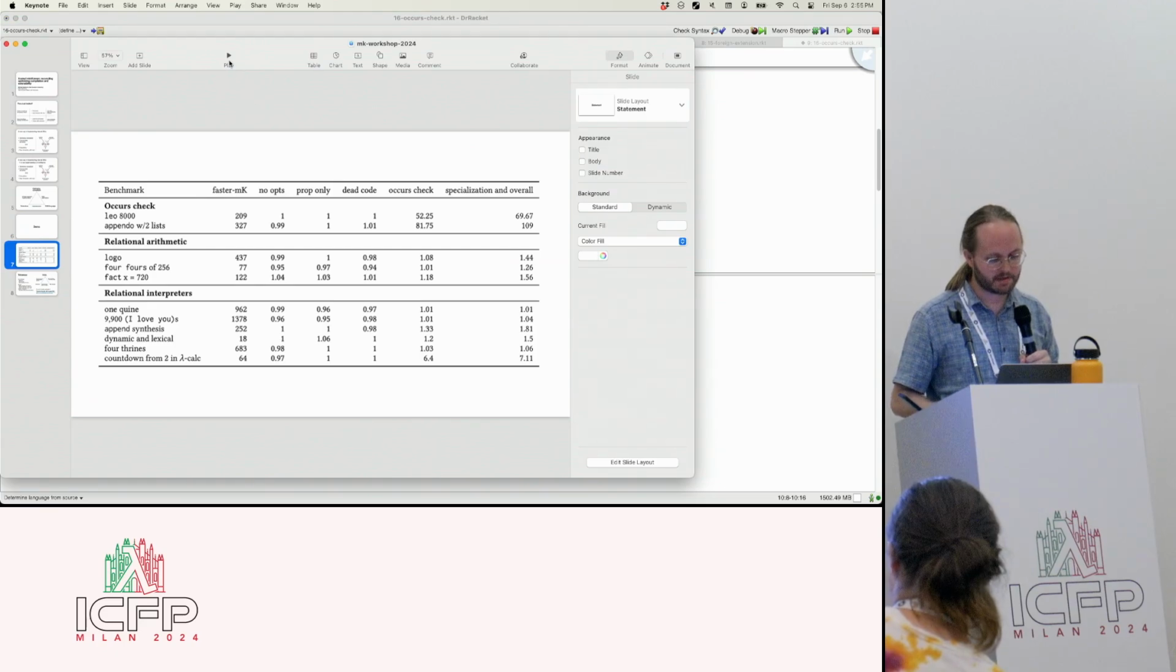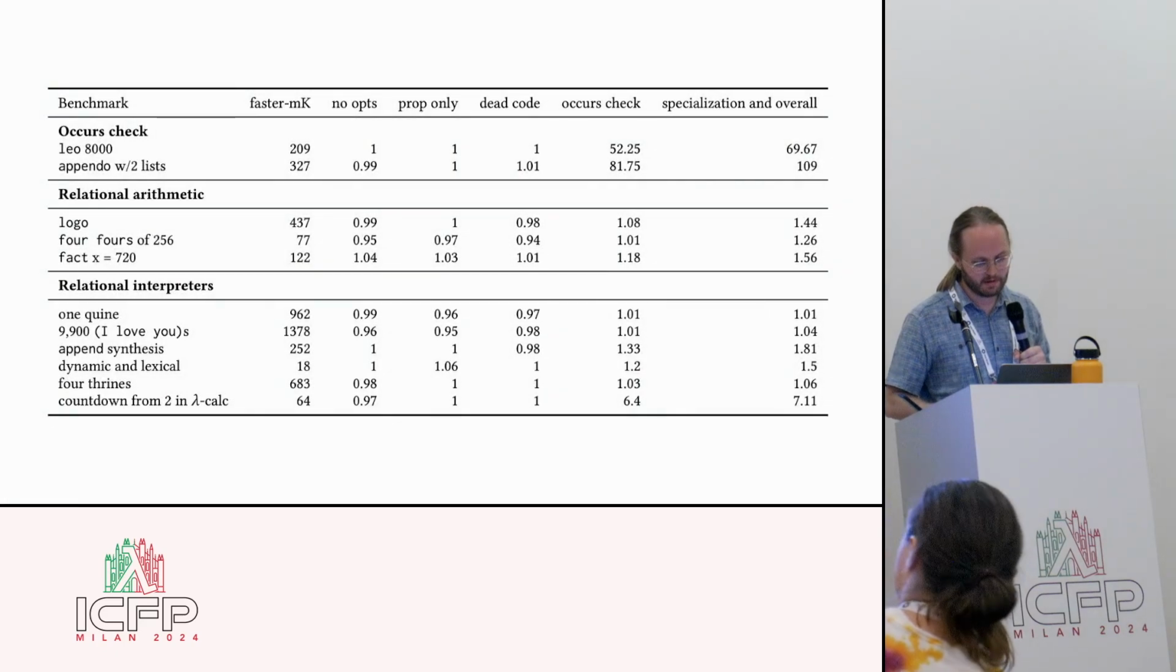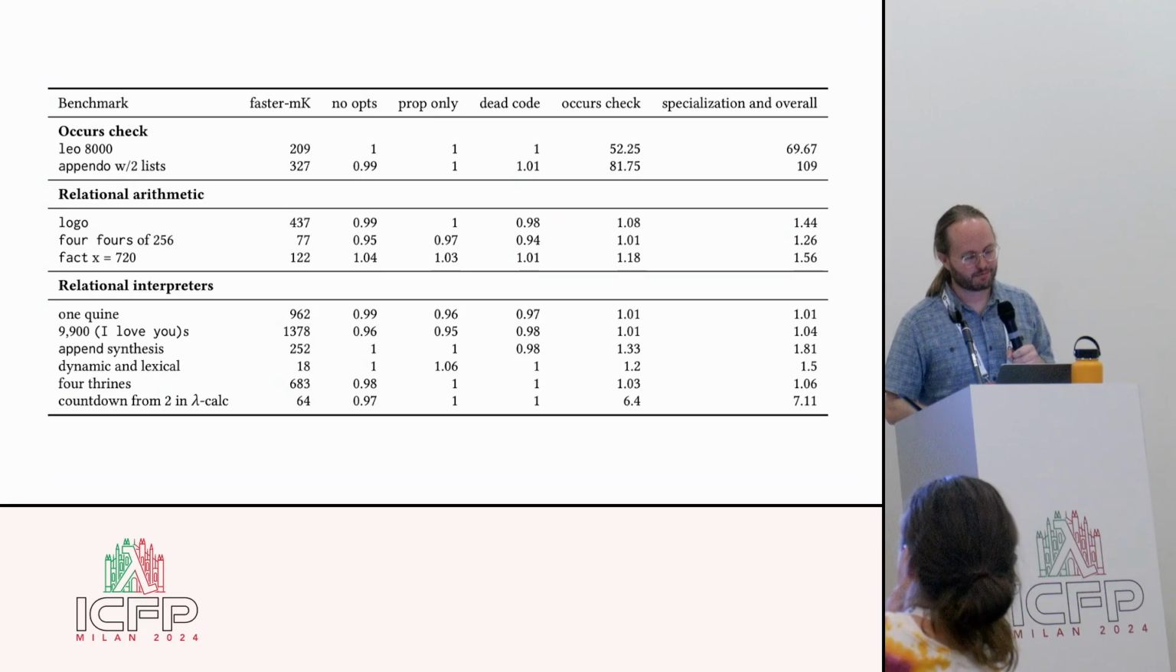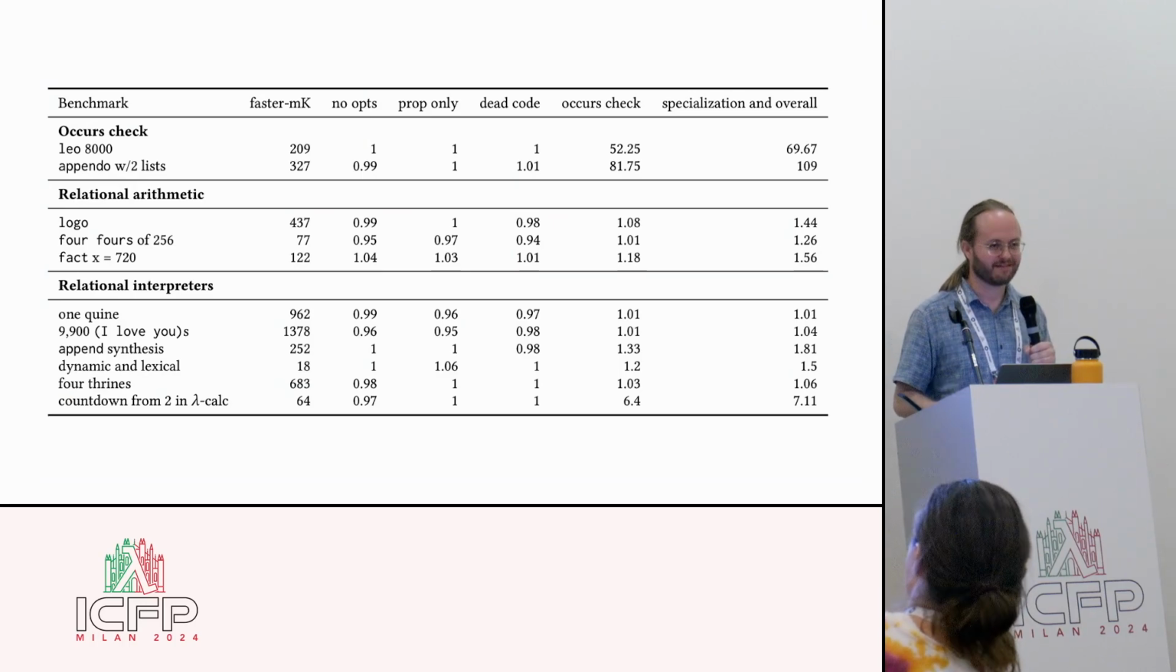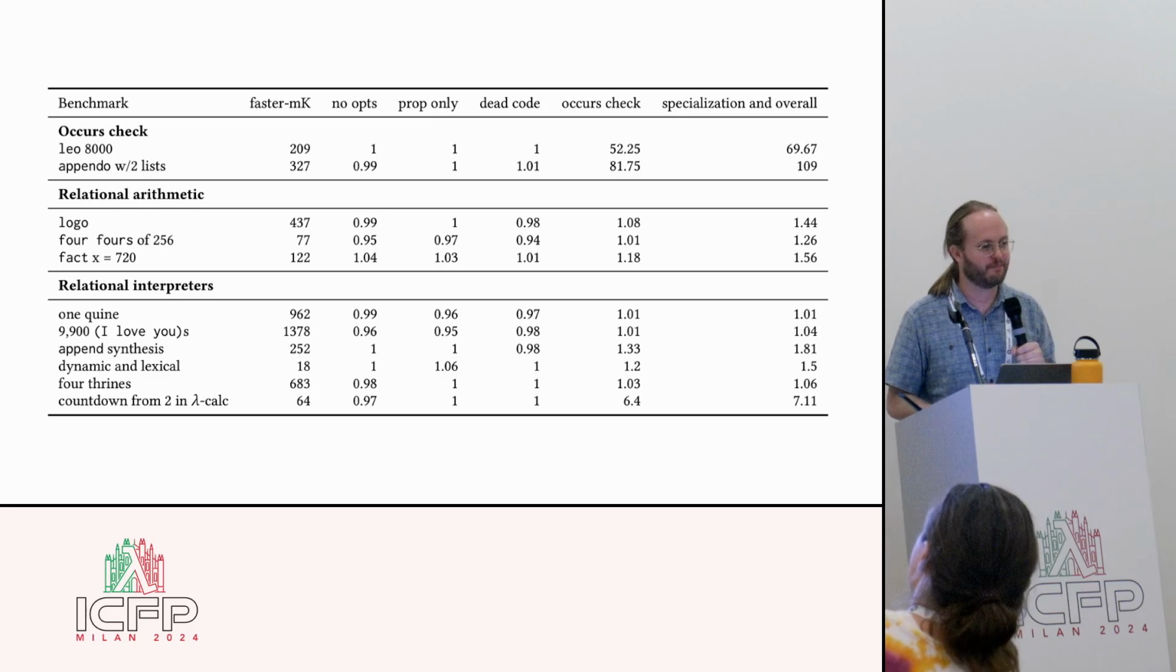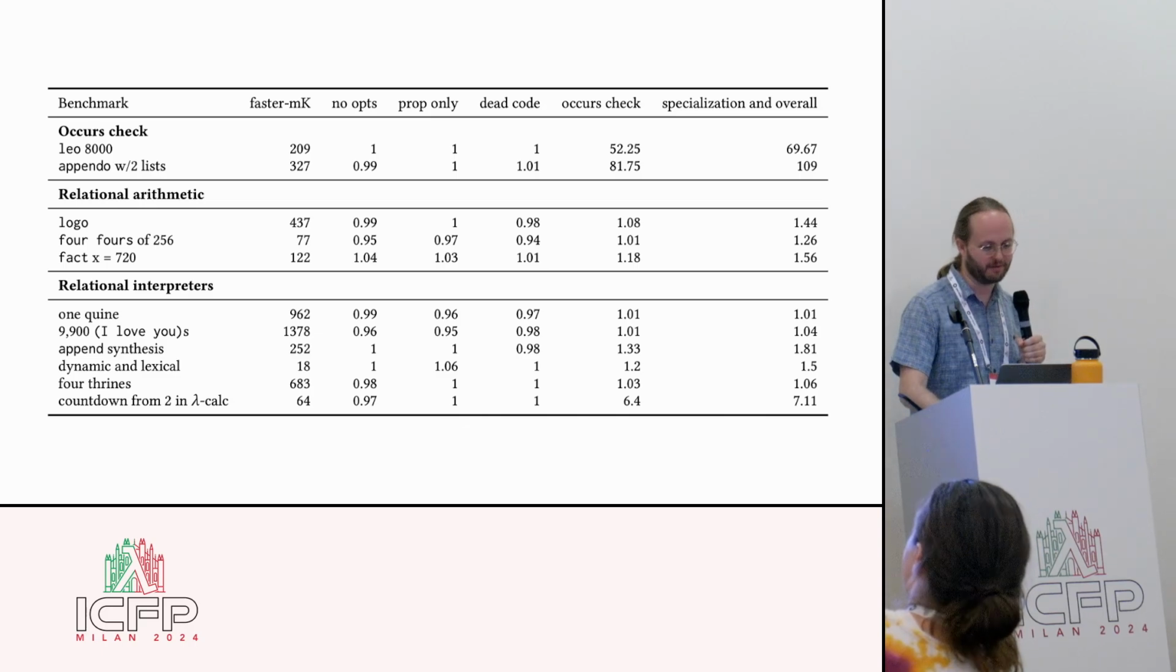So we have optimizations. Sometimes they make things faster. The only one that really works is removing the occurs check. That works quite well, right? Changes the complexity class of an algorithm. The other ones, they only help a little bit.